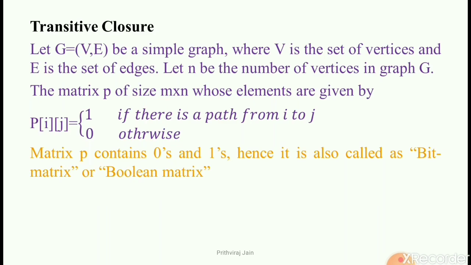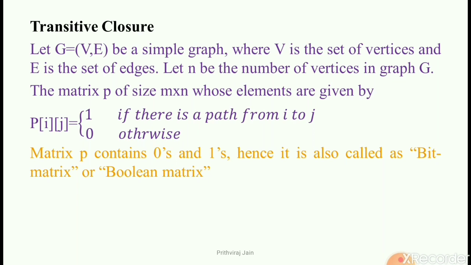Before discussing Warshall's algorithm, let us see a term called transitive closure. Let G = (V, E) be a simple graph, where V is the set of vertices and E is the set of edges. Let n be the number of vertices in the graph, and the matrix P of size n cross n has elements given as P of ij.